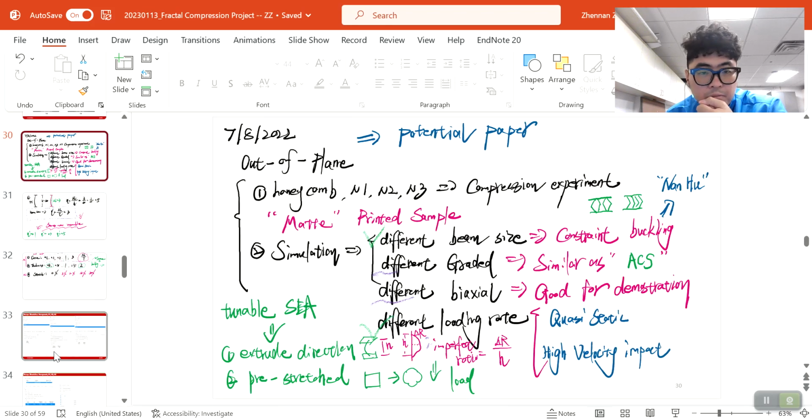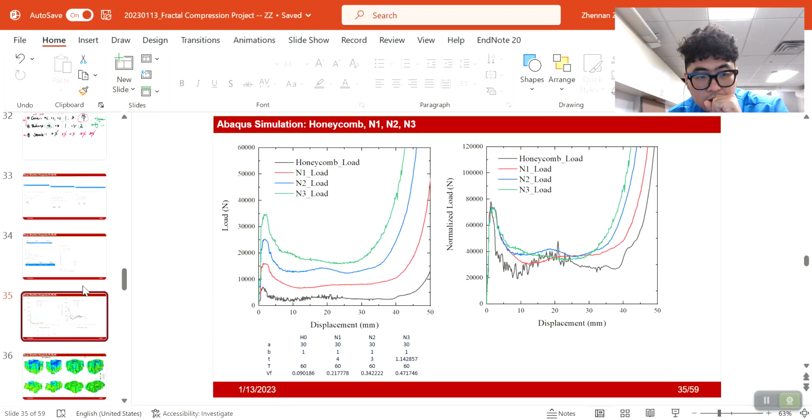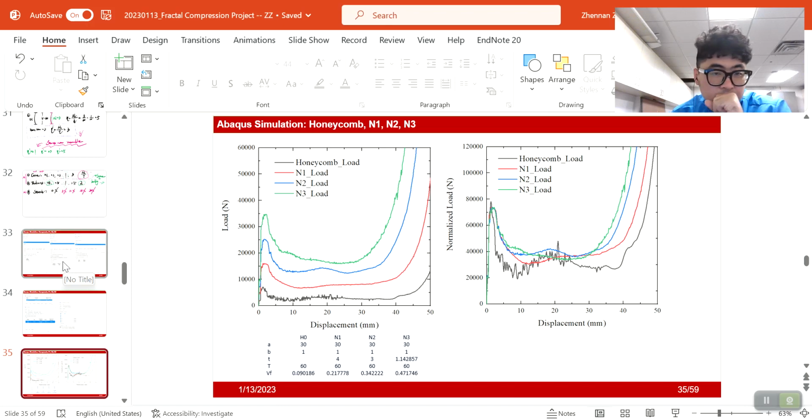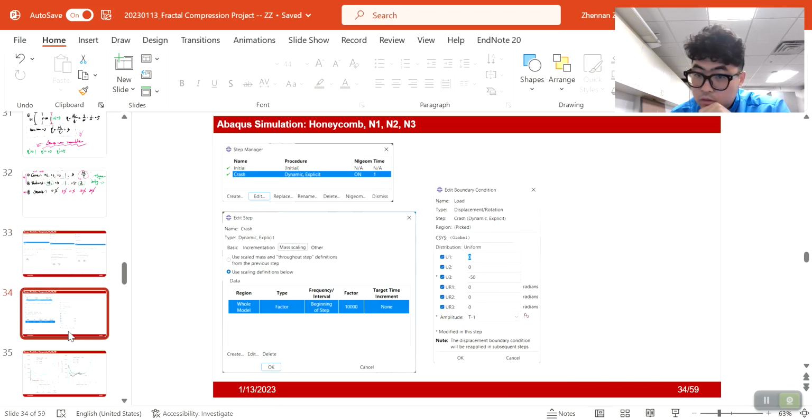I have done some preliminary simulation based on these three ideas. The doctor also asked me to write an outline, and I found I had done some previous work from the Abaqus simulation. I think it's a good chance to talk.